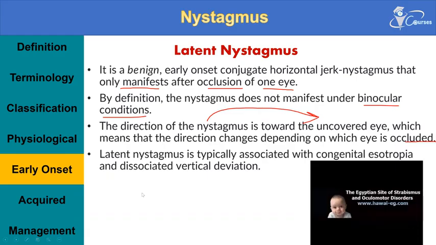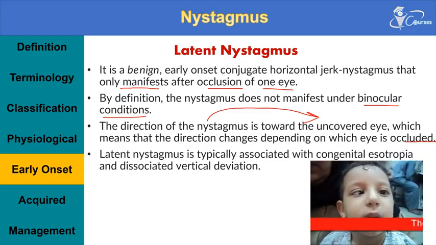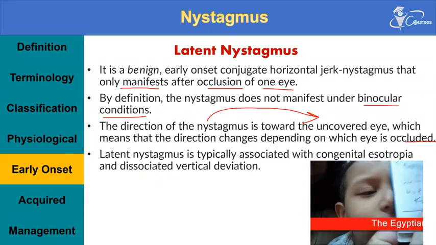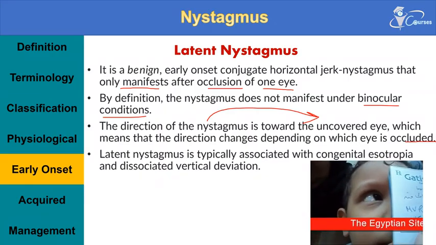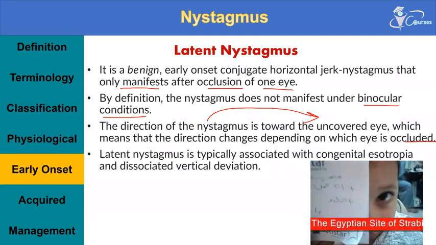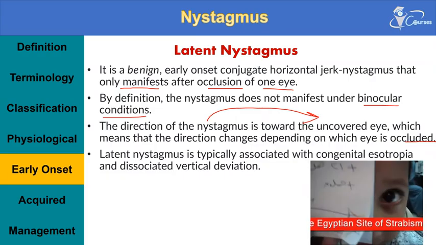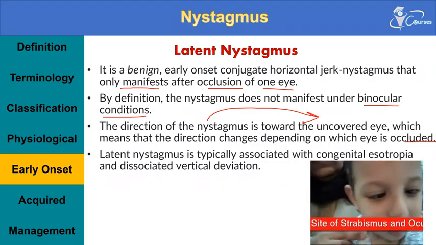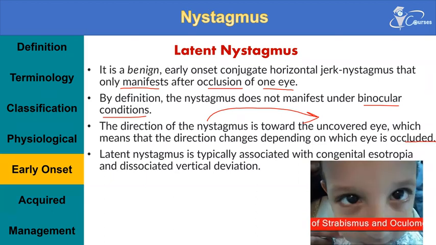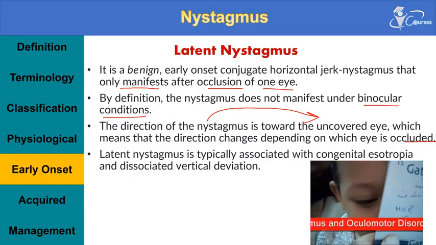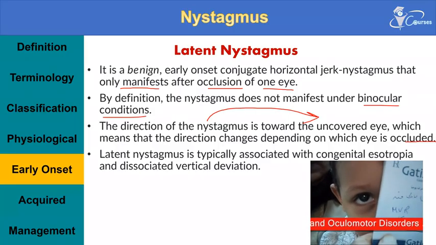So let's see this video of a patient with latent nystagmus. Do you see the increase in the nystagmus after covering one eye? So this patient has infantile esotropia. On covering one eye, there will be latent nystagmus.